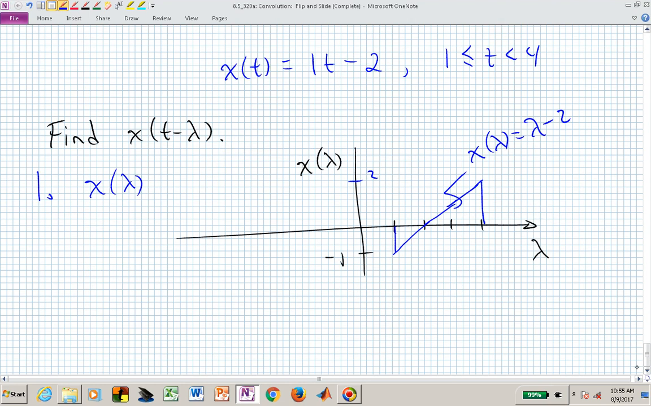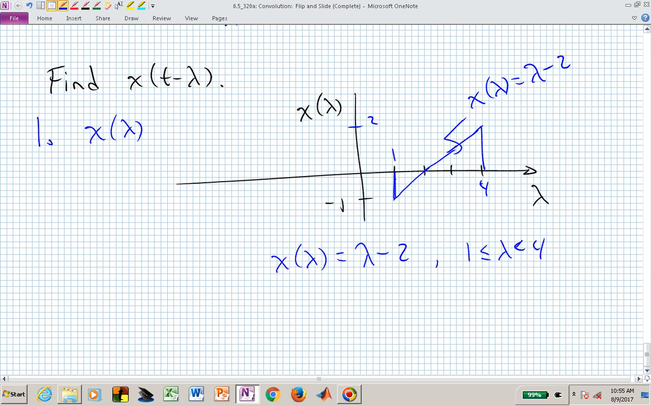And if we plug in any value of lambda between 1 and 4, we should land on this linear curve describing x of lambda. There's now our x of lambda equaling lambda minus 2. And again, that's only true between 1 and 4 for values of lambda.